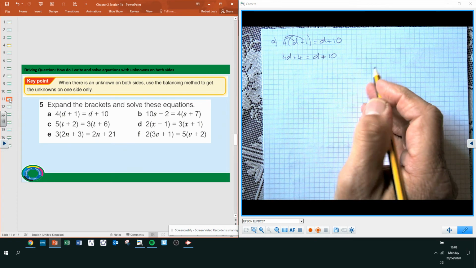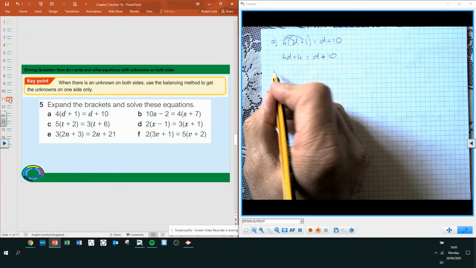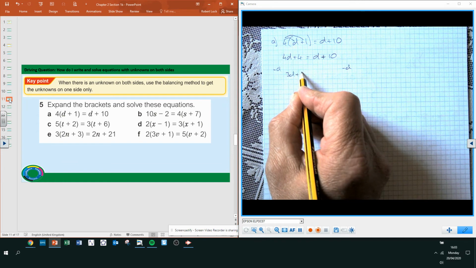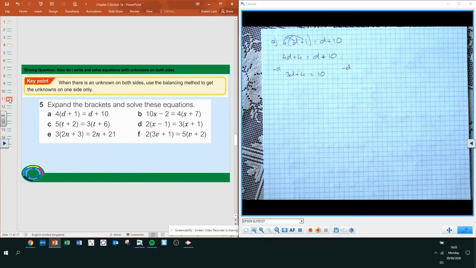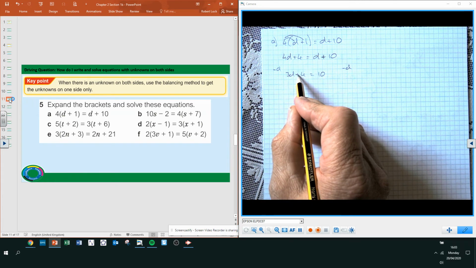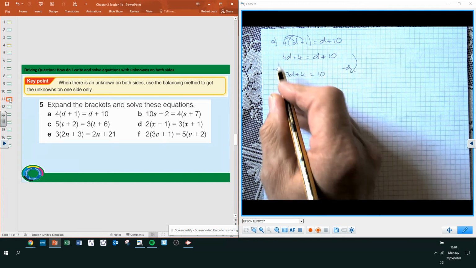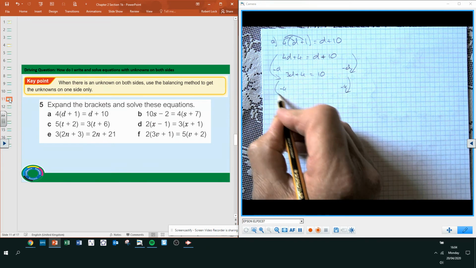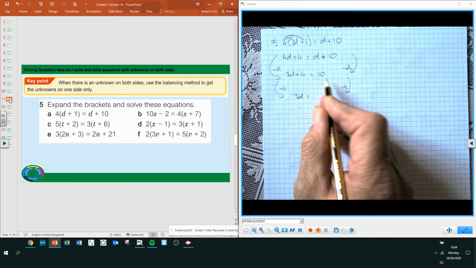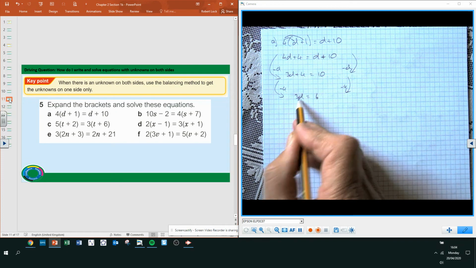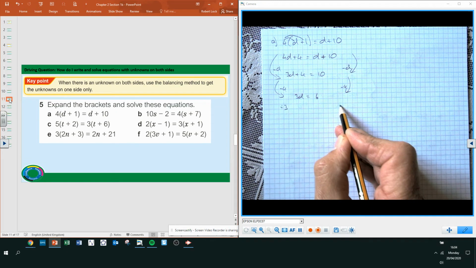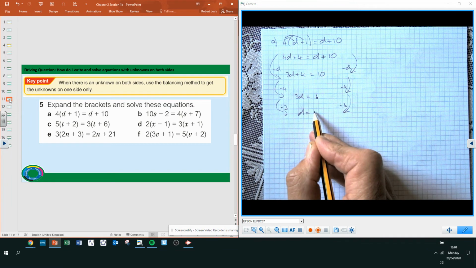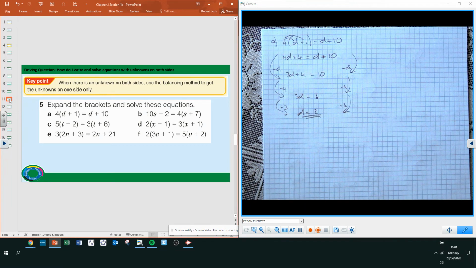Take the smaller d's from the bigger d's. So 1d away from each side, so minus d both sides. 3d plus 4 equals 10. Take away 4 on both sides. Minus 4 both sides. 3d equals 10 take away 4, which is 6. Divide by 3 both sides. Getting very quick in this one. d equals 2. d equals 2.